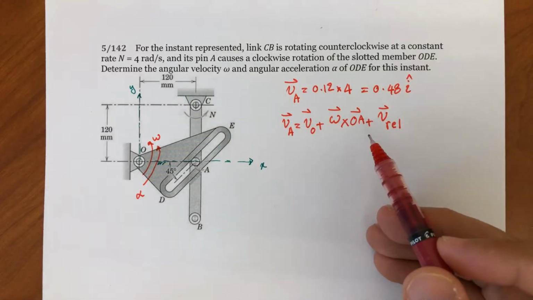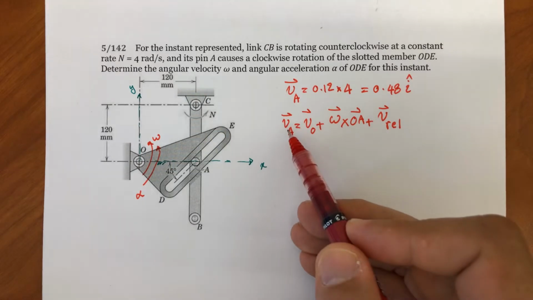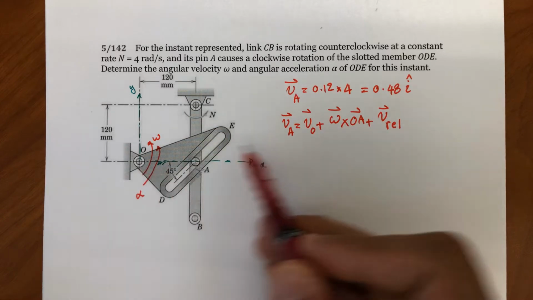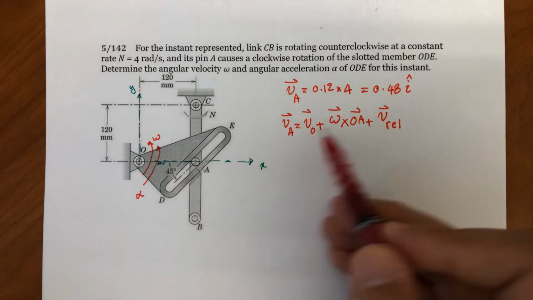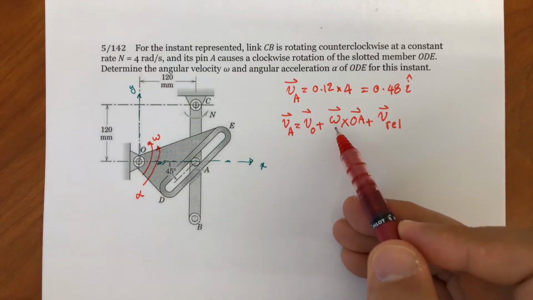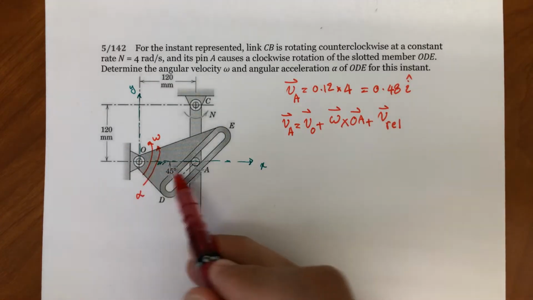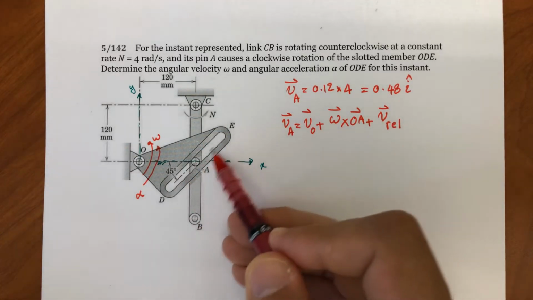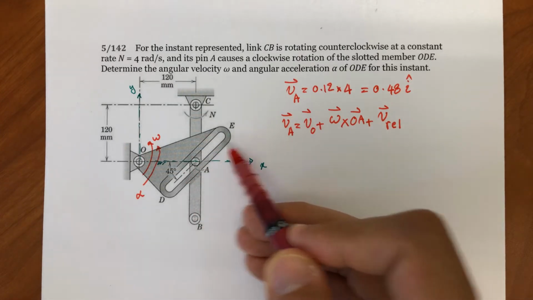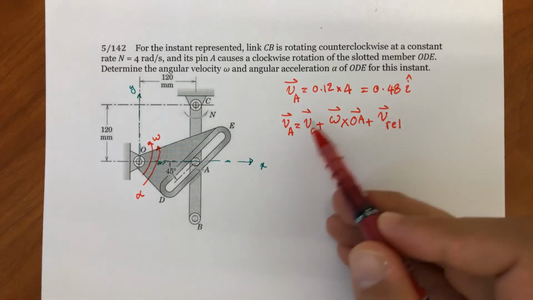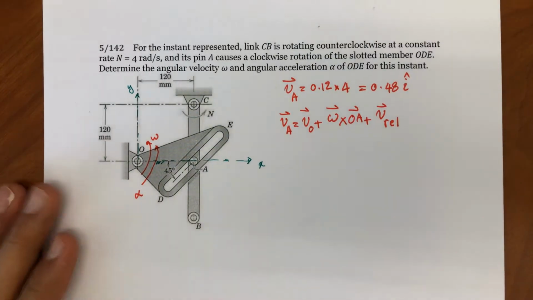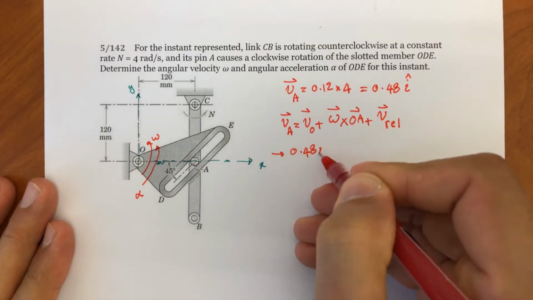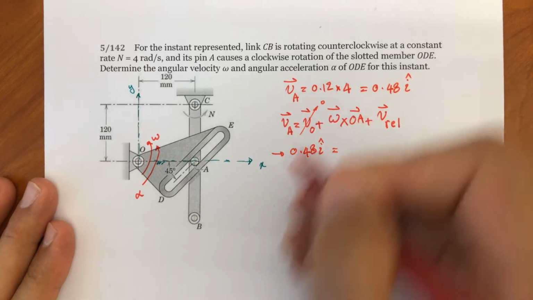Now look at this equation and see how many unknowns we have. The actual velocity of A, we just found it, right? Velocity of O is 0, since this is pinned to the ground. Omega of this sector, omega of the xy coordinate, is unknown, but we know the direction, which is k. OA, we know this vector. V rail, we don't know the magnitude of it, but we know the direction. This is the direction of the relative velocity, right? So we have only one unknown here. At the end, I'm going to have two equations, two unknowns. Let's write down everything. Velocity of A is 0.48 in the I direction. Velocity of O is 0.